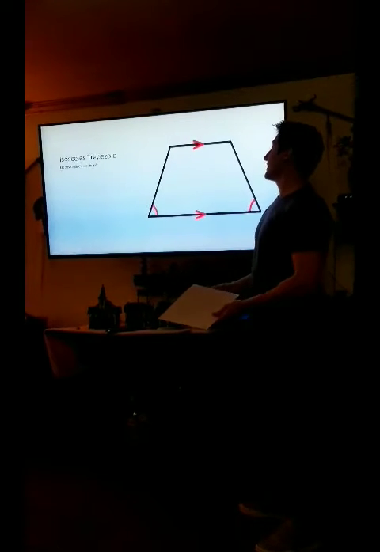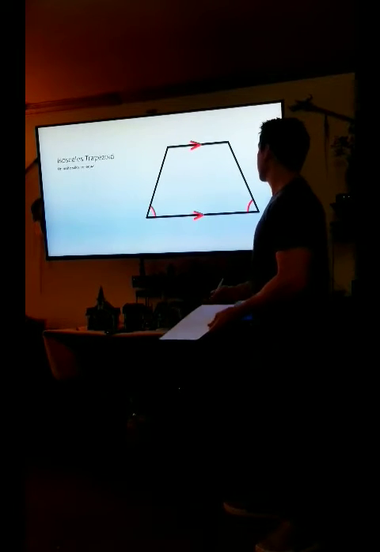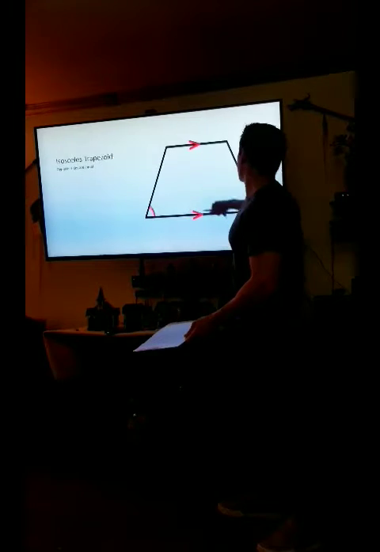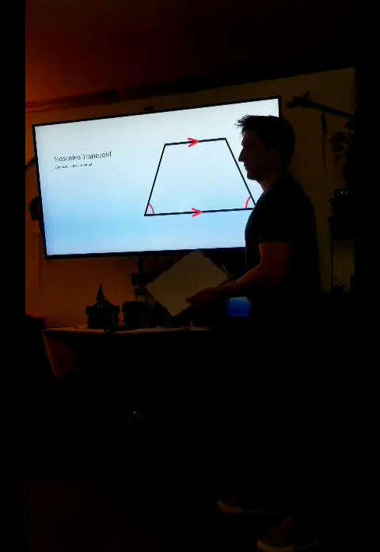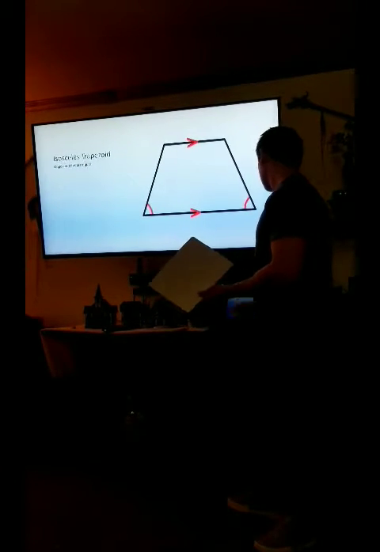And lastly, we have the isosceles trapezoid. These 2 angles are equal, and these 2 sides are equal. That makes this figure a parallel figure.